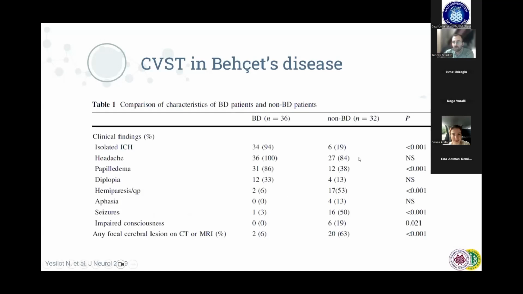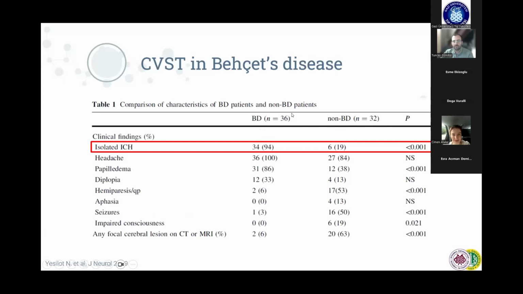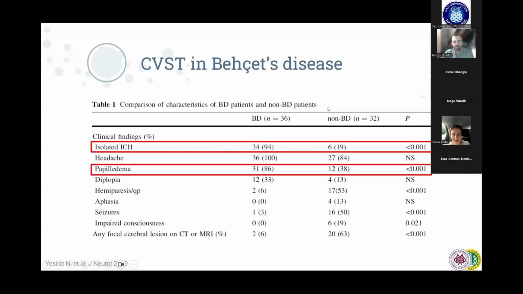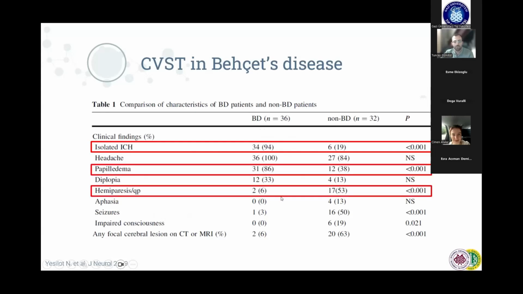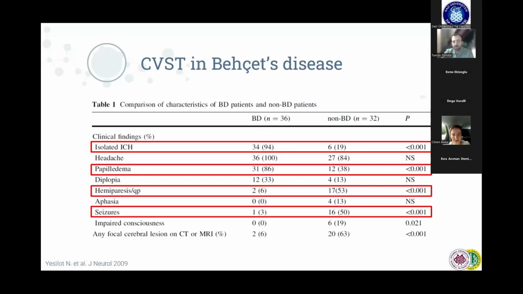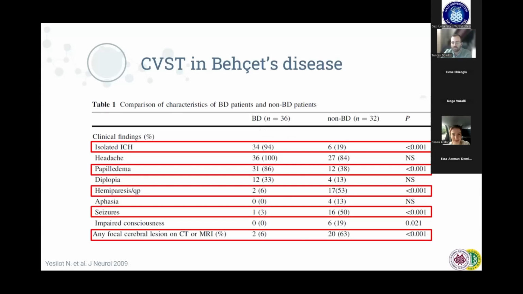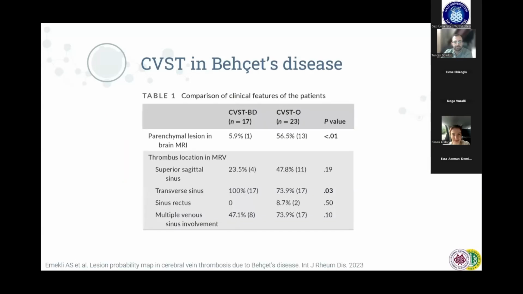So when you compare the clinical findings, you can see that isolated intracranial hypertension is almost exclusive in all patients with Behçet's disease, which is also significant when you compare with the non-BD patients. Papilledema is more frequent, and we almost never see focal neurological deficit, seizures, or any focal lesions. It's so rare to see a venous infarction and hemorrhage in vascular neuroBehçet's.